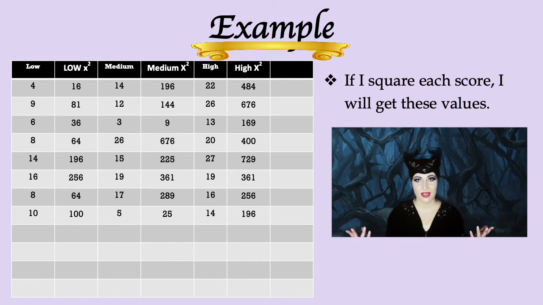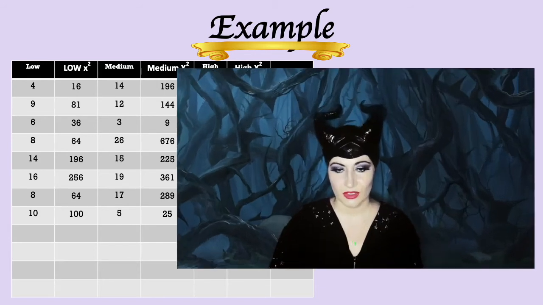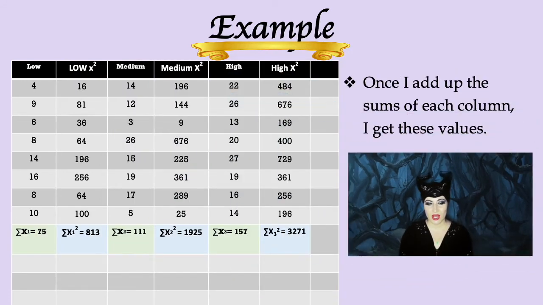Remember, the next thing we do after we have all of these values is to get the sums. So you want to get the sum for every column on this chart. Once I add up the sums of each column, these are the values that I get. The sum of the low group is 75. The sum of the low square group is 813. The sum of the medium group is 111. The sum of the medium group squared is 1,925. The sum of the high group is 157, and the sum of the high squared group is 3,271.